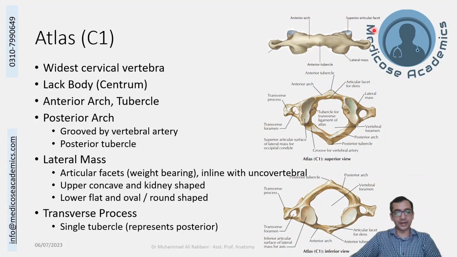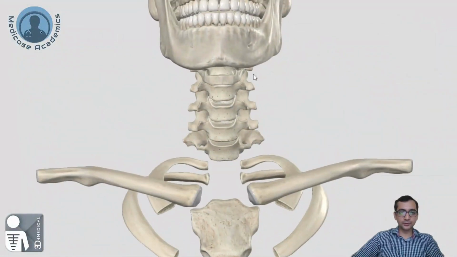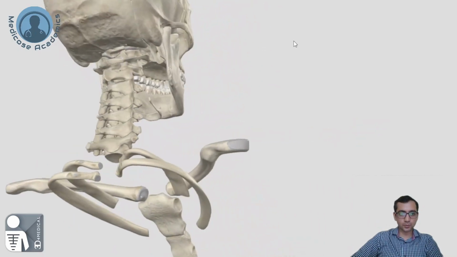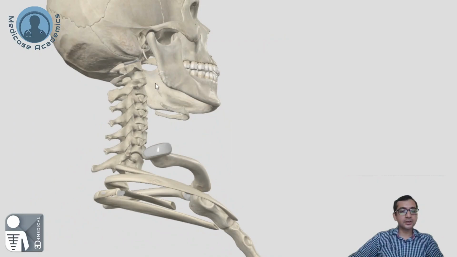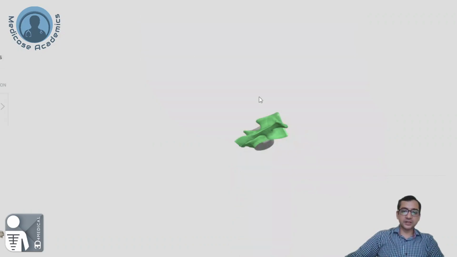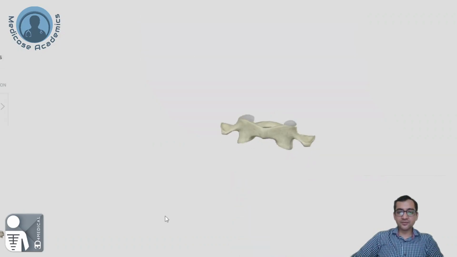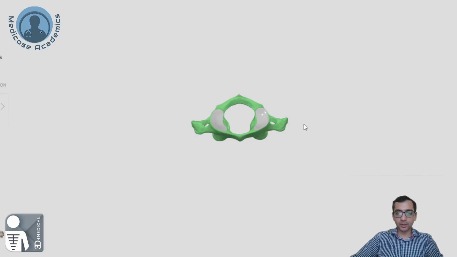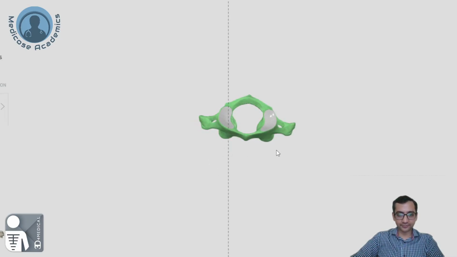This is the name behind that. So let's see the atlas here. This is our skeleton, let's look at the atlas. This is the one that is giving support to the occiput, that is giving support to the base of the skull. So this is the atlas. You will see it has a very peculiar shape. What differences can you find? It does not have a body. That's a very big thing. It does not have a body and it does not have a big spinous process. So what does it have?